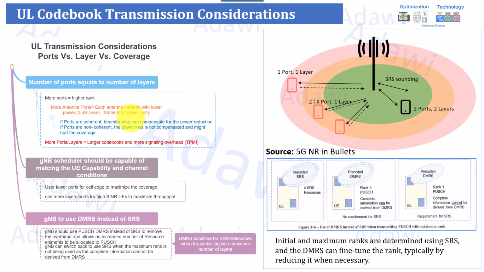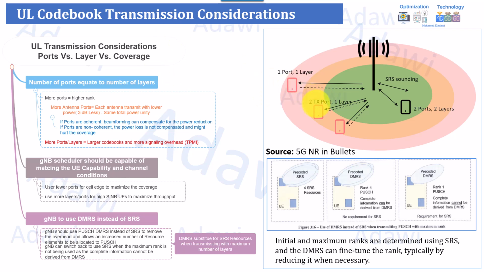Assume you increase it to 2 ports. In this case, you will have around 3 dB of loss with each antenna port. The total power itself will remain the same; it's called total power unity. However, the power per port will be less. So this can impact your coverage, right?